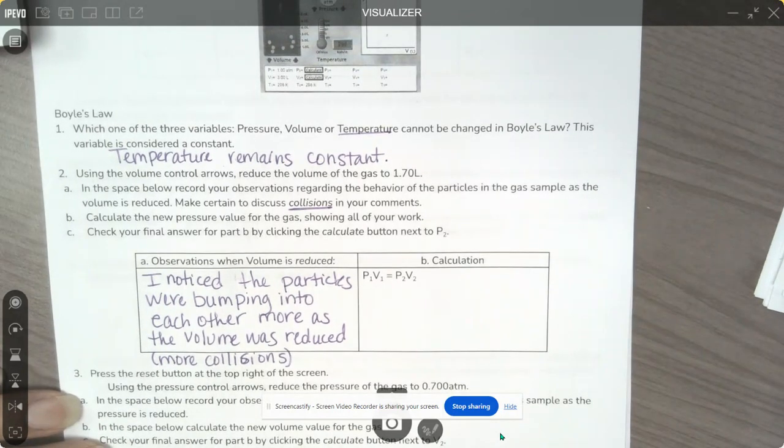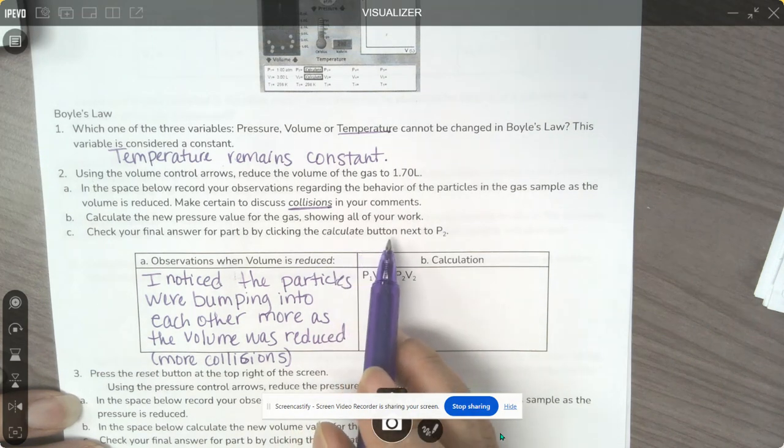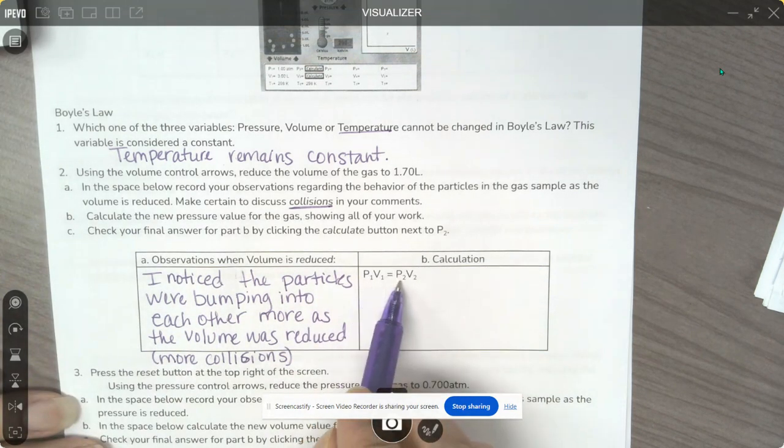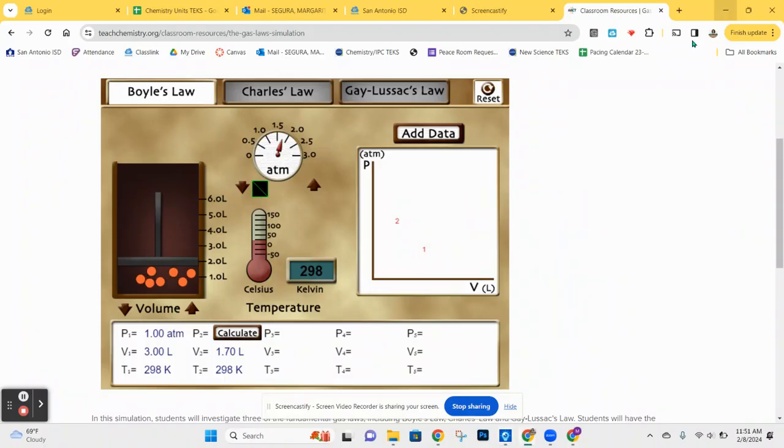Calculate the new pressure value for the gas, showing all of your work. Check your final answer for part B by clicking the calculate button next to P2. Okay, so we need to calculate the new pressure using this formula. If you'll notice on the simulation, P2 is covered. Don't uncover it. Don't click that yet. We'll click it in just a minute. So we're going to plug in. Remember, temperature remains constant, so temperature is not a factor in this problem.